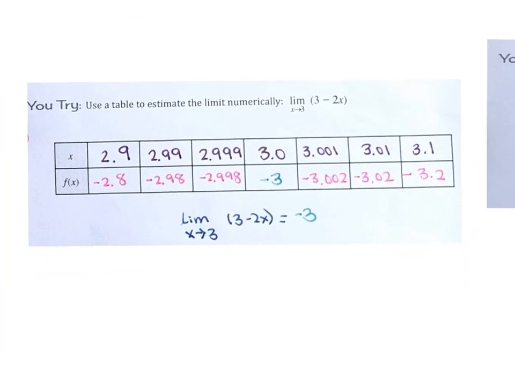So hopefully you chose these numbers. Directly to the left of 3.0, you can plug in 2.999, then 2.99 and 2.9. Then to the right, you would plug in 3.001, 3.01, and 3.1. And then here are the values you should get. And the answer will be -3 here.